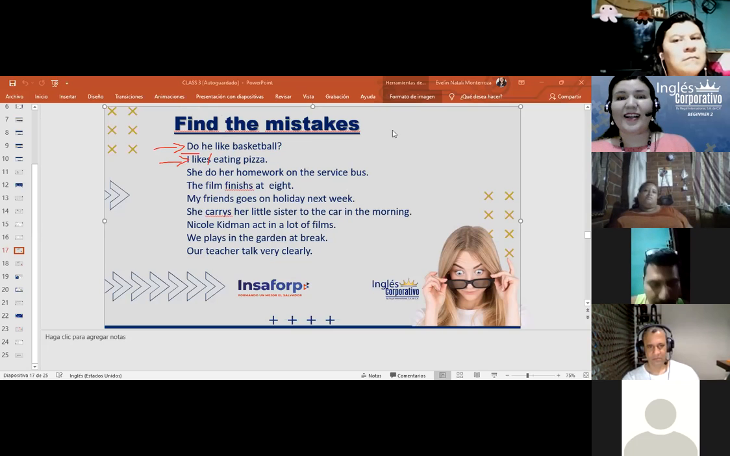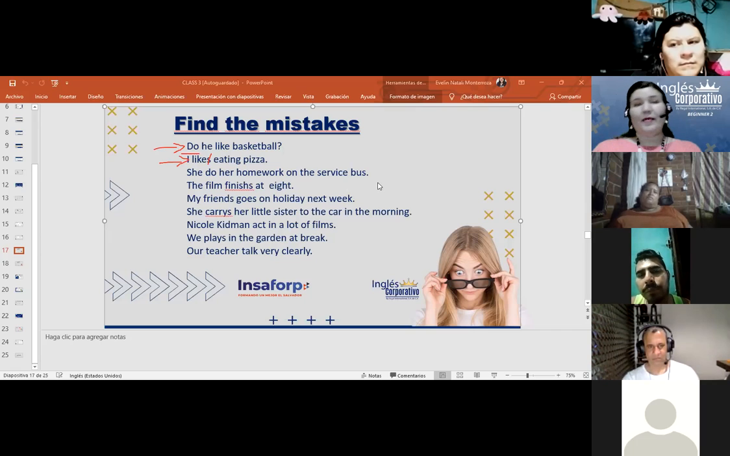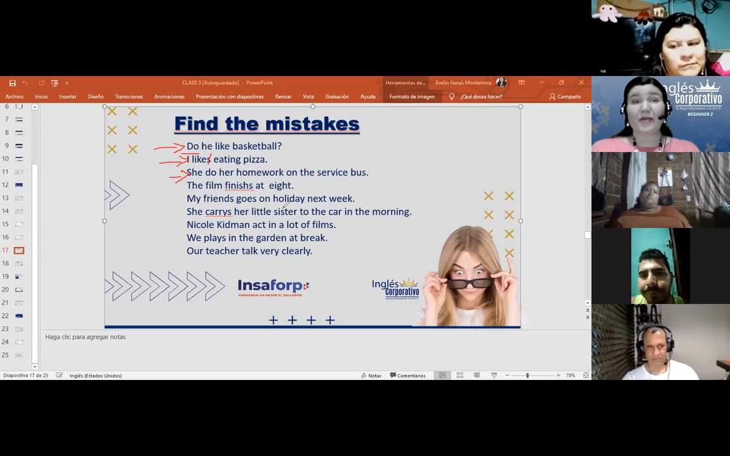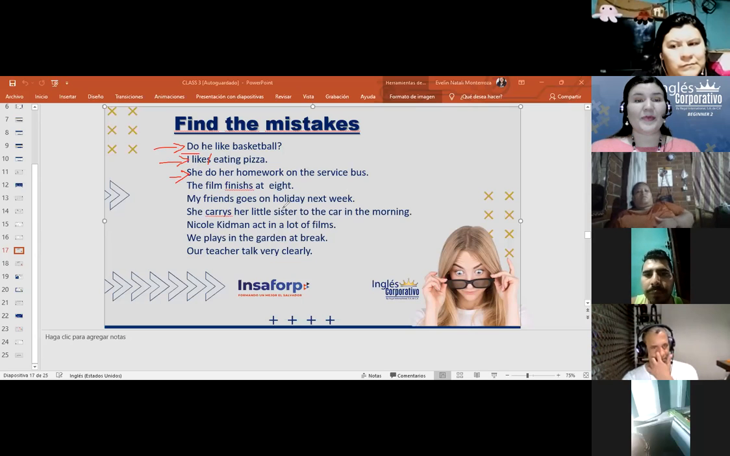Mister. It's I like, right? I like eating pizza. That's correct. The S is the problem. Mr. Juan, because you don't have a camera. Number three. What is the problem with number three? She does her homework on the service bus. Very good. Susana Dominguez, number four.